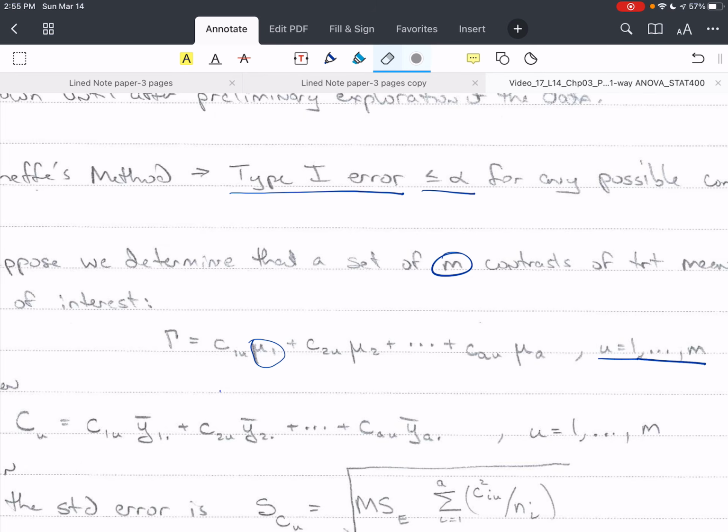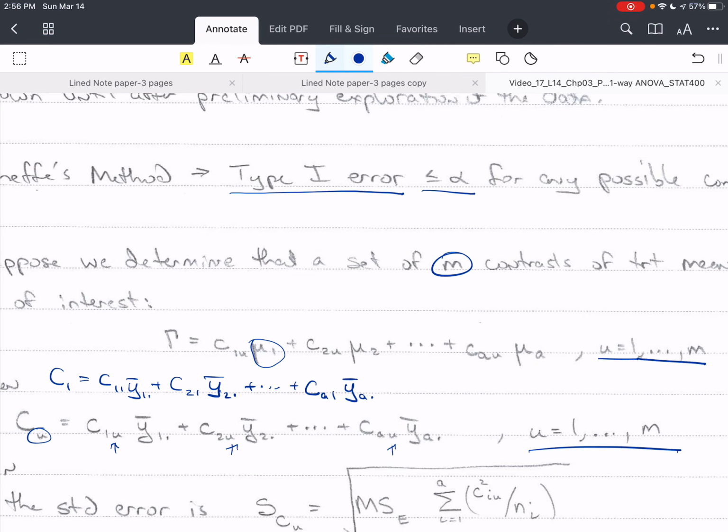So for C sub u, whatever value of u, like C1, is equal to C11 Y1 dot bar plus C21 Y2 dot bar up to CA1 YA dot bar, okay? And so this would be C1. So C sub u stands for whatever value you're going to put in for the u everywhere, okay? And again, u can go from 1 to M.